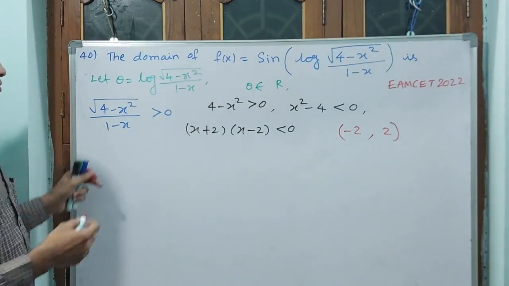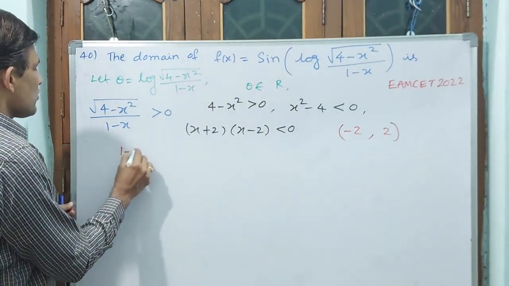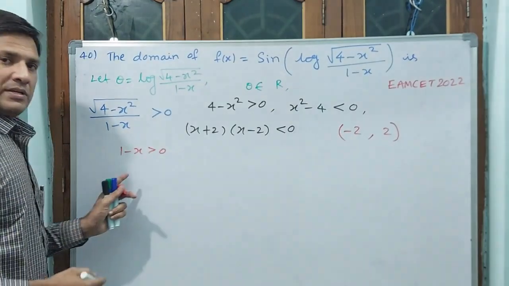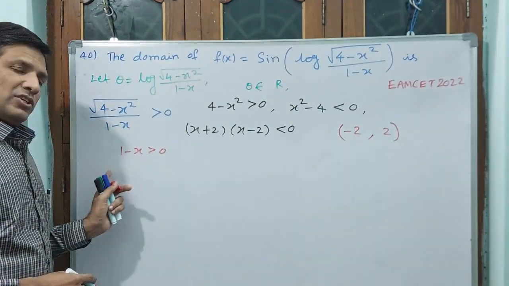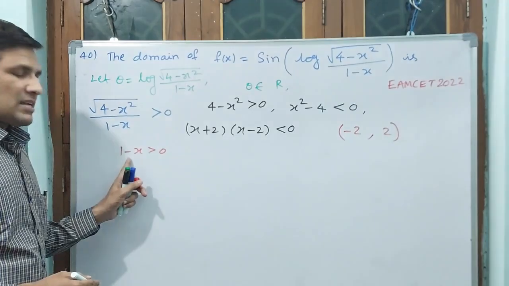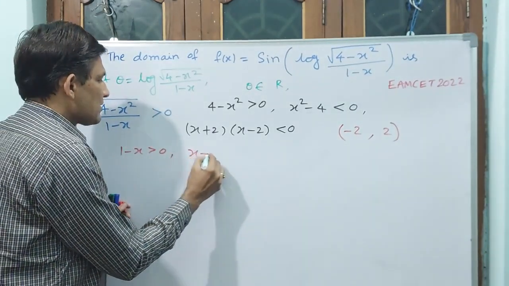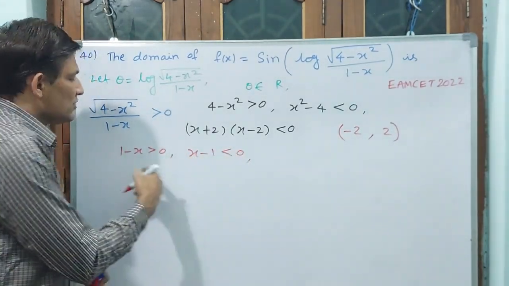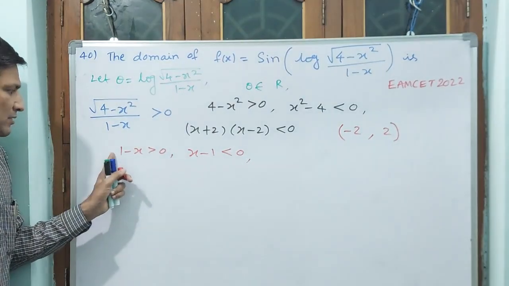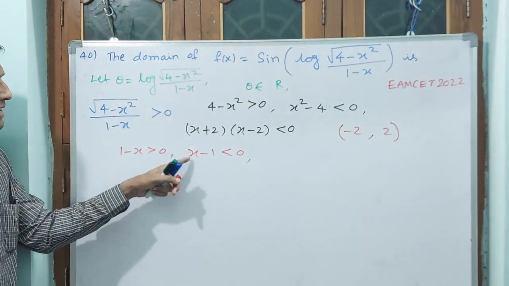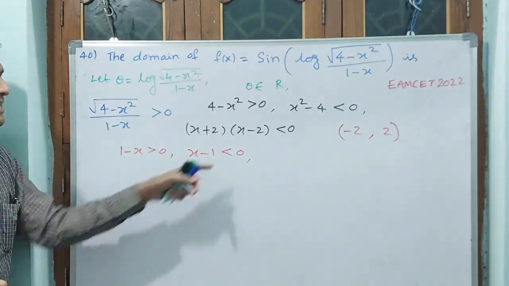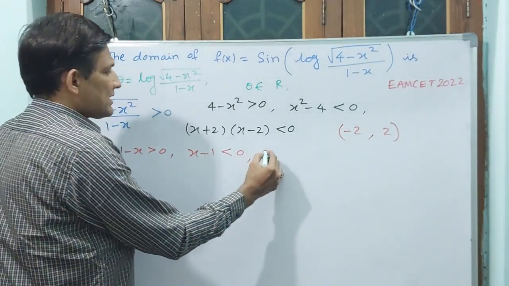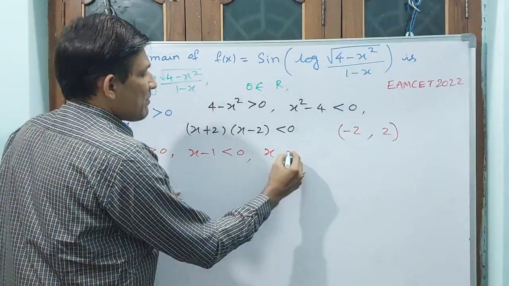Okay? Let us go. See, 1 minus x should be greater than 0. Is it correct? Definitely correct. Shall I multiply with minus 1? Why? Because x is having minus. x minus 1 should be less than 0. Is it okay? Definitely okay. Minus 1 plus x less than 0. Then what will be x? x will be less than 1.